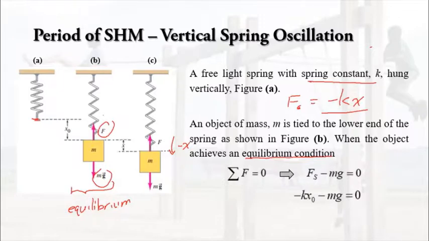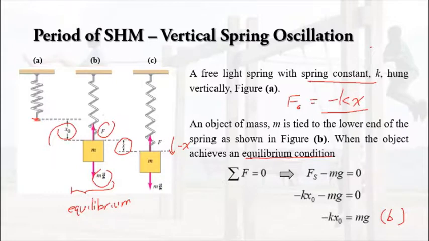Why kx naught? Because we have two extensions. For the first time we use x naught, the second time we use x. So make sure to put a subscript here to distinguish whether this x belongs to the first diagram or to the second diagram. So negative kx naught minus mg equals 0. Rearrange the equation, you get negative kx naught equals mg. So this is the equation that comes from diagram B.